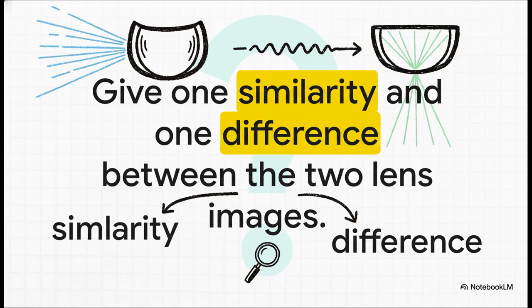Now the question is asking us to compare the virtual image you get from a concave lens with the virtual image a convex lens makes when it's acting like a magnifying glass. So what's the same and what's different between those 2?